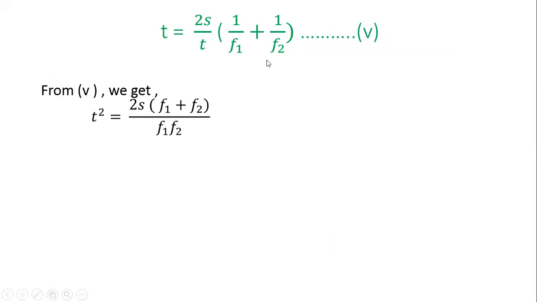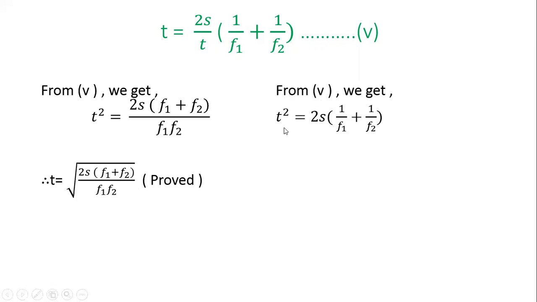From equation number 5, we get T square equal to twice S into F1 plus F2 by F1 F2. If we take square root, then we get T equal to square root of twice S F1 plus F2 by F1 F2. From 5, we get T square equal to twice S into 1 by F1 plus 1 by F2. That means T square by twice S equal to 1 by F1 plus 1 by F2. If we divide this equation by twice S, then we get this equation, which is our required answer.